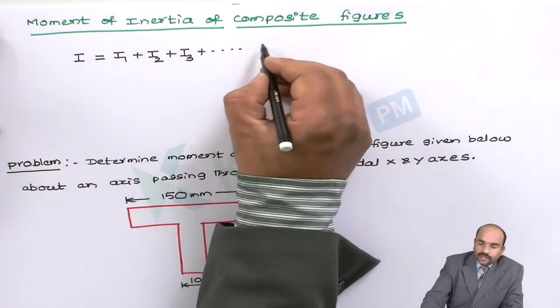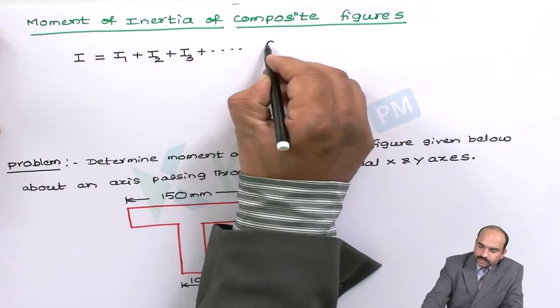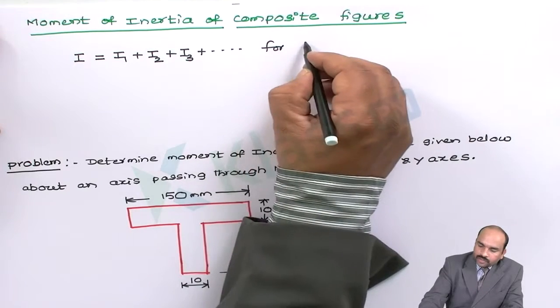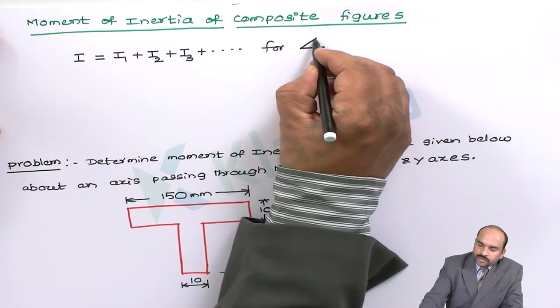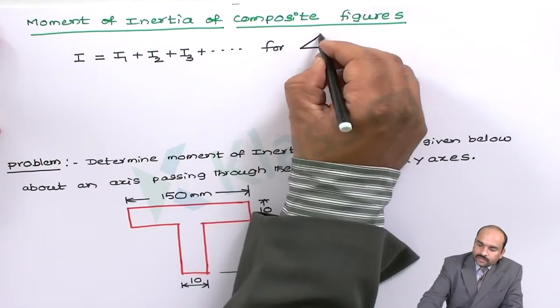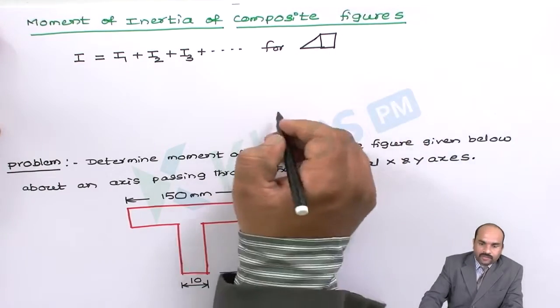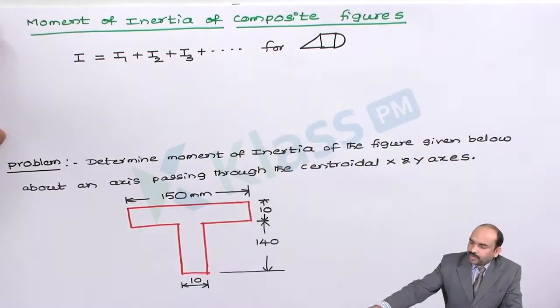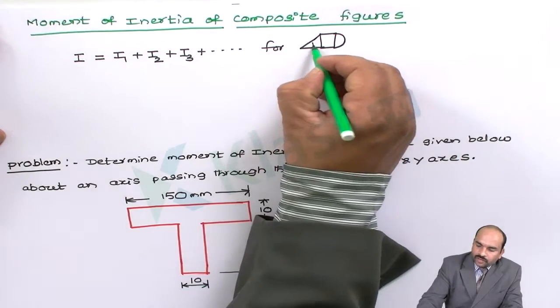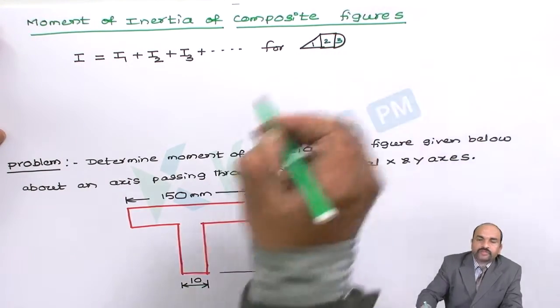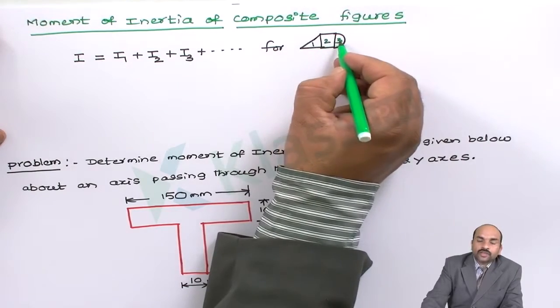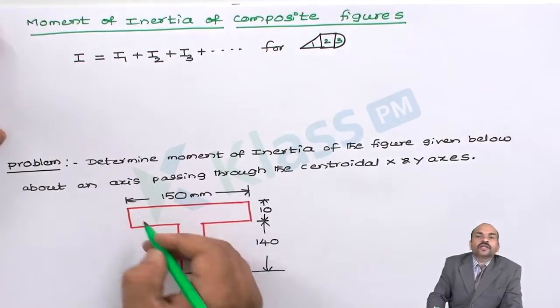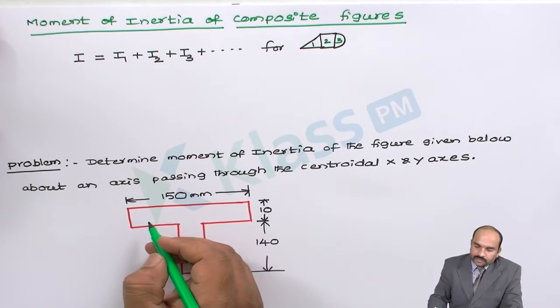So if composites are given like this, suppose one triangle, one rectangle and one semicircle are given, then we have to take them as 1, 2, 3. So you have to add the 1, 2, 3 moment of inertias, then you will get the total moment of inertia.